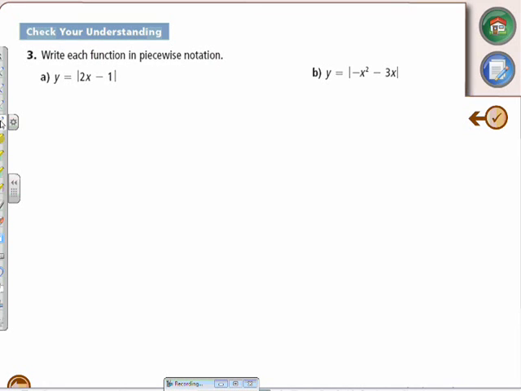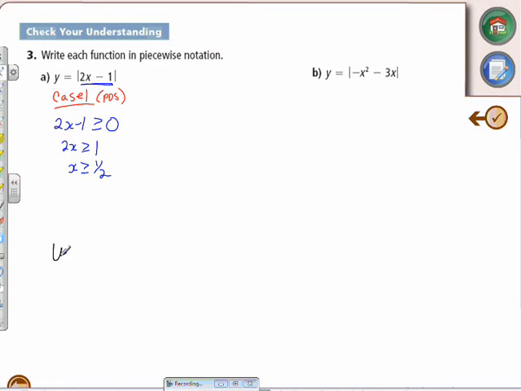Okay, so for the first one, I'm going to call the two different parts case 1, the positive case, and case 2, the negative case, because I'll be using that later on. So case 1 is going to be the positive case. The positive case happens when what's inside, 2x minus 1, is greater than or equal to 0. We always take the positive as the greater than or equal to 0. And now just solve for x. 2x greater than or equal to 1, x greater than or equal to 1/2.